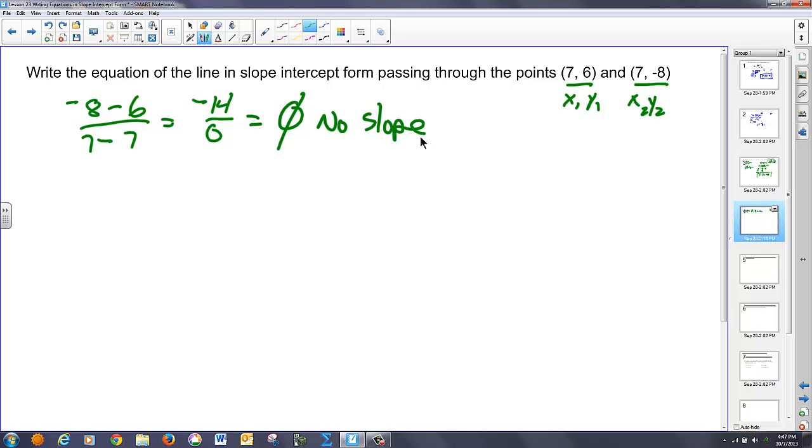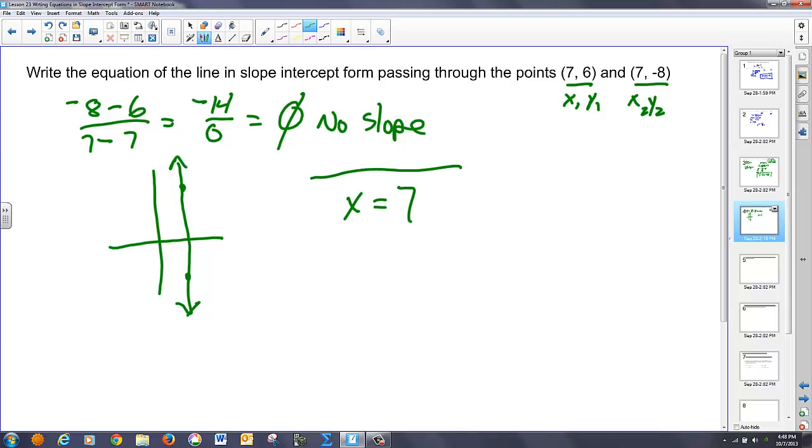Now, let's take a look at what's happening here. Here's our line, and if I go over to 7, 6, that's somewhere over here. 7, negative 8 is somewhere here, and our line goes through that. This is a vertical line, and we know vertical lines have special equations. Every point on a vertical line has the same x value, and that's how we describe our equation. Our equation is just x is equal to 7. So this was a special case.